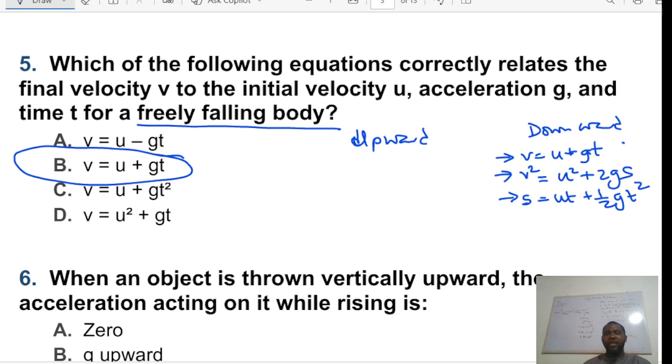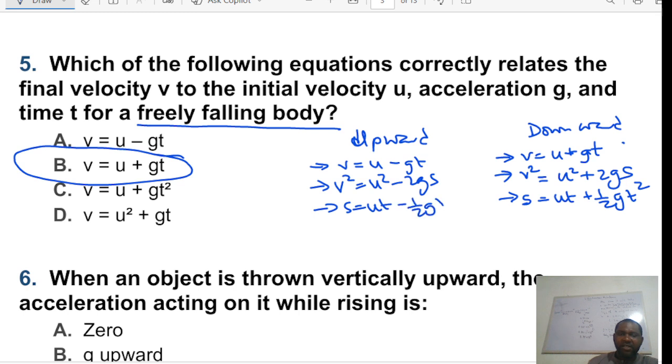But for a motion that is upward, the acceleration due to gravity is negative because an object that is thrown upward, or a motion upward, is opposing gravity. So it means that the equations of motion for upward will be v equal to u minus gt for the first one. Then we have v squared equal to u squared minus 2gs. And we have s equal to ut minus half gt squared. So this is what is obtainable for upward motion, and this is what is obtainable for downward motion. I did this because we are going to be seeing a lot of questions in this line.